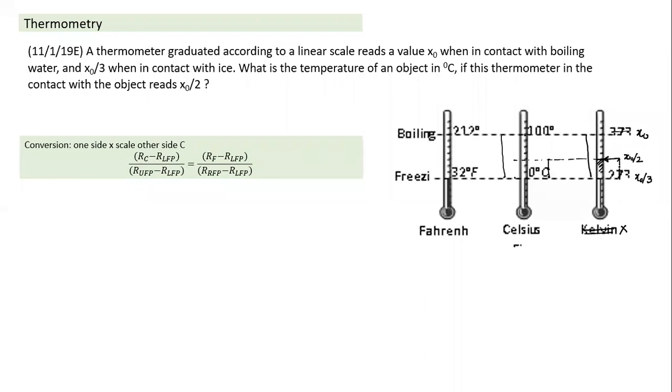And in a similar way I do for the other scale also. Let me just substitute those values. One side I'm substituting the X scale reading, the other side the centigrade reading. Here, X naught by 2 minus X naught by 3, divided by X naught minus X naught by 3. Correspondingly here, the centigrade reading C minus 0, divided by 100 minus 0. It will give the value of C. That's how we use this conversion, and any question with whatever values are given, we can easily solve.